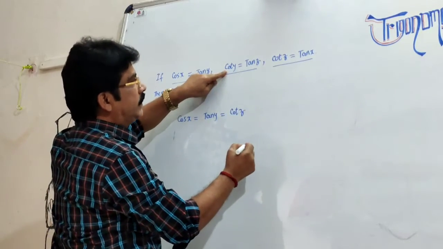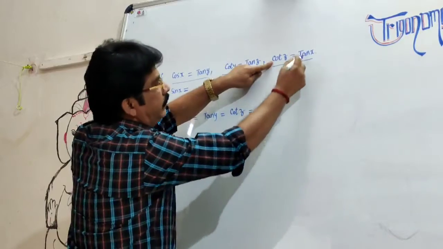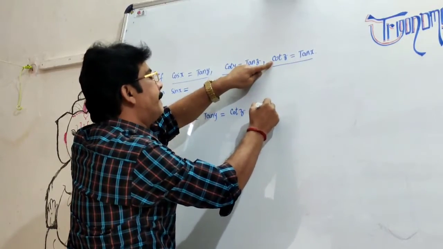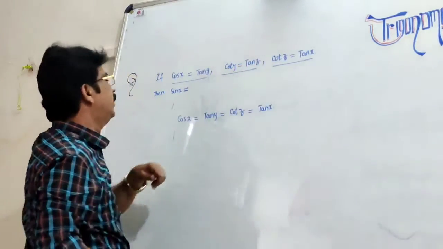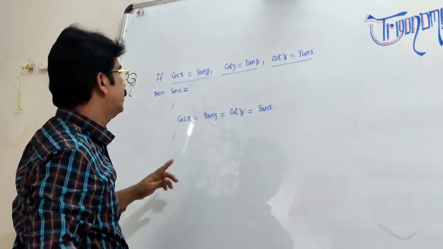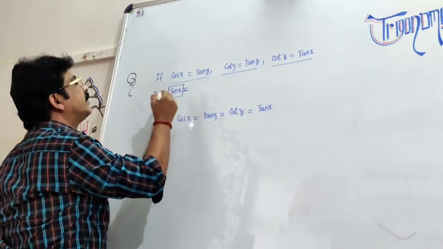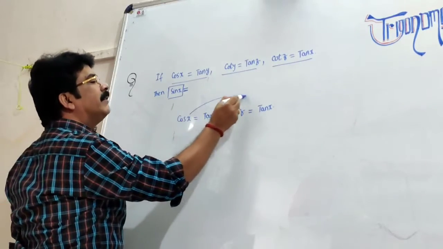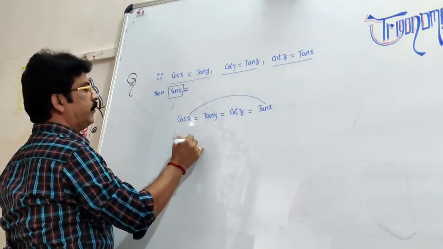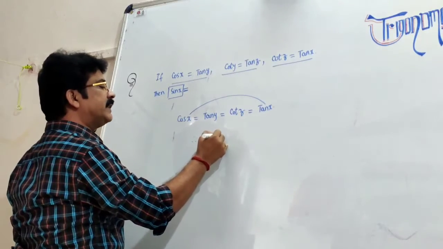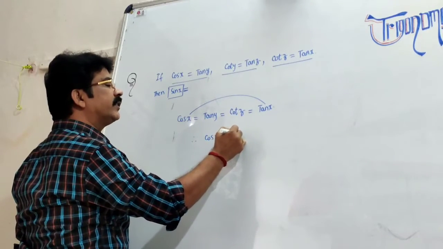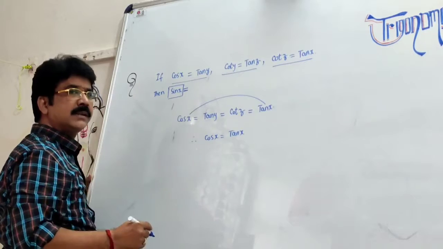Cot z is equal to tan x. So the question is actually about x, which is why we can equate the first and last. Therefore, cos x is equal to tan x. We ignore y and z.